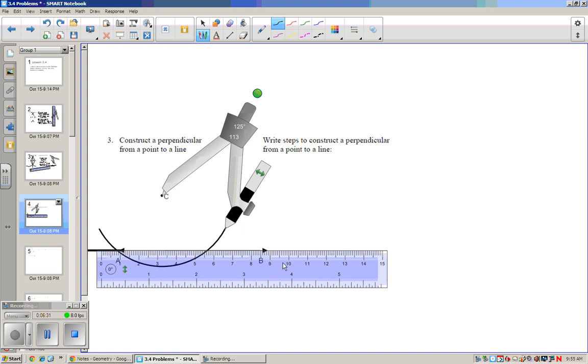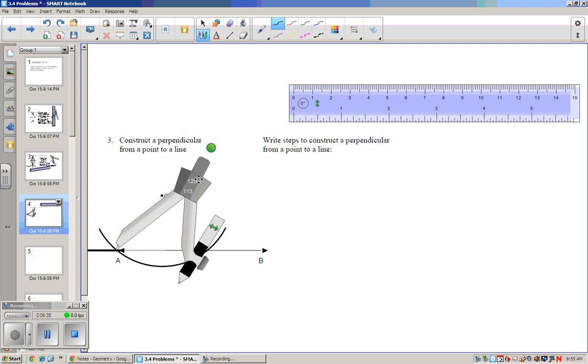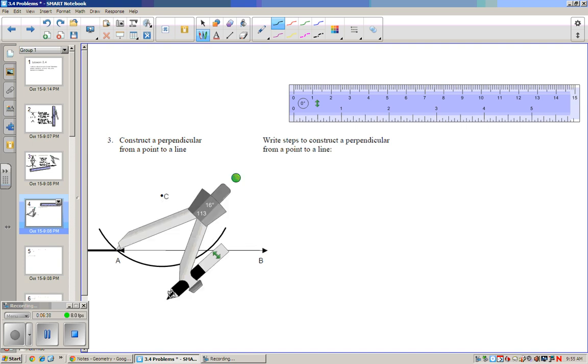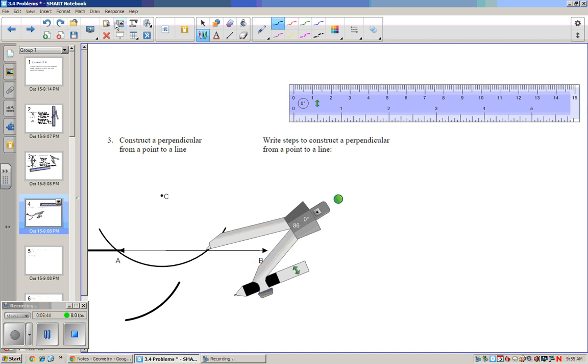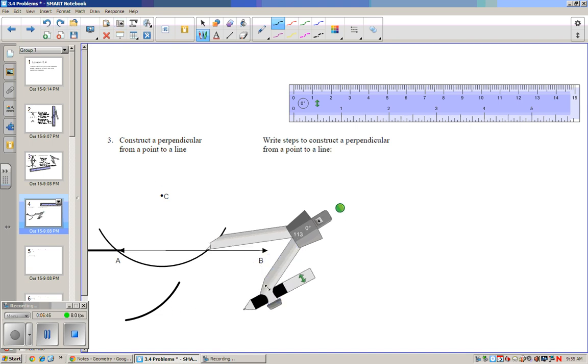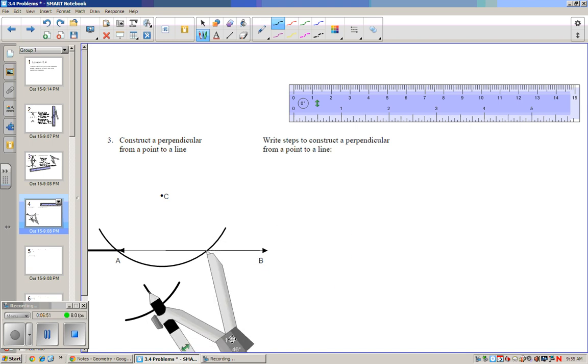All right, now it's important, do not change the width of the compass. Go to the intersection now with your segment and make another arc below and go to the other intersection and make, oh, I changed the width. Just click undo and make another arc right here. Notice that your two arcs intersect.